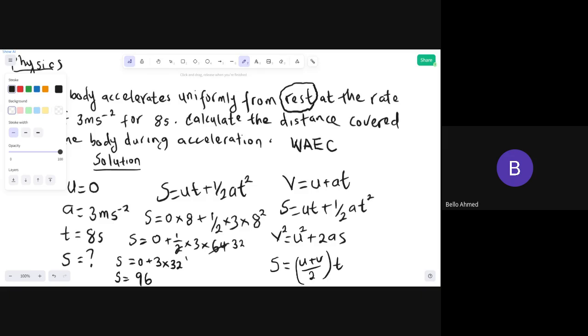And what are we looking for? We're actually looking for distance. So what is the SI unit of distance? Well, the SI unit of distance is meter. So you're going to put your meter here like this. And that is the solution to this problem.